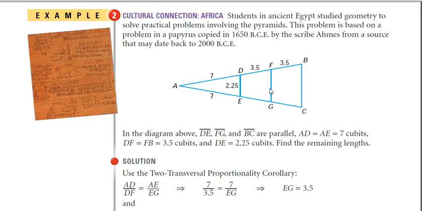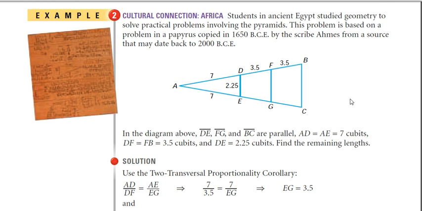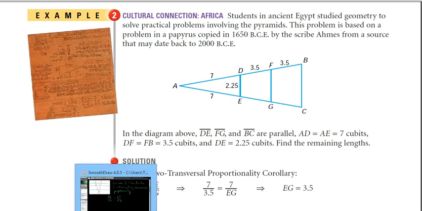And look what we have here. We have the exact same thing, and it's from this brown papyrus over here on the left. It's the exact same thing that we're studying now, the two transversal proportionality corollary. So thousands of years ago, Egyptian kids were studying this stuff and trying to solve problems.